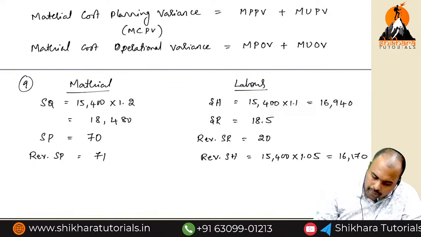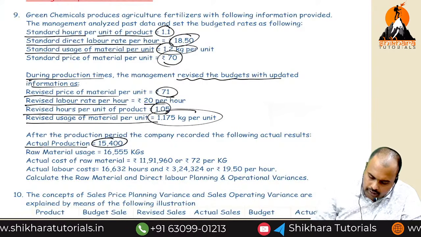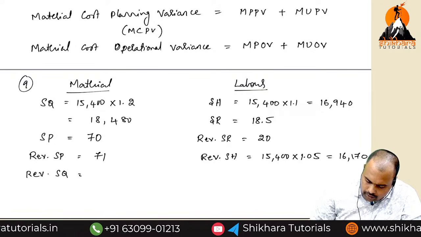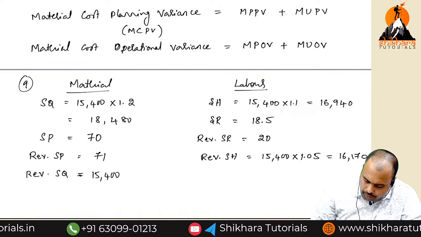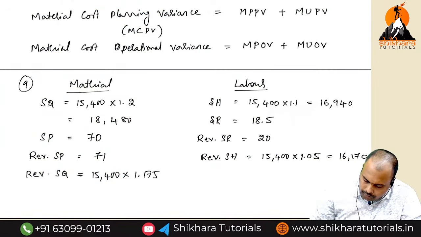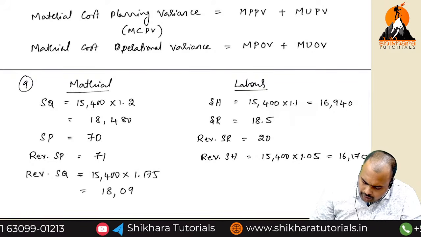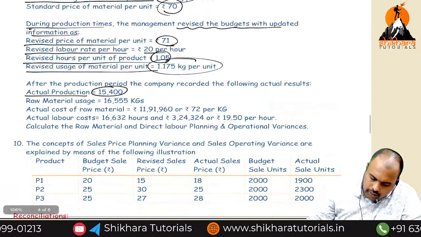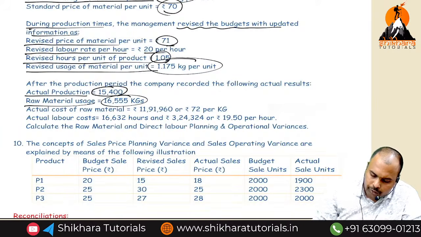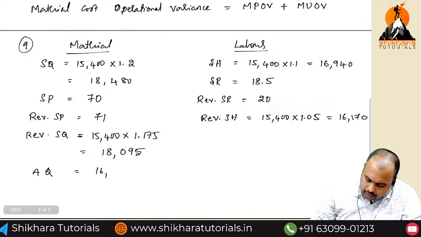Then revised usage of material per unit is 1.175 kg. That is revised quantity, which is 15,400 into 1.175, which is 18,095. Clear. Next, actuals. Actual production is 15,400. Actual material usage, that's nothing but actual quantity, is 16,555.